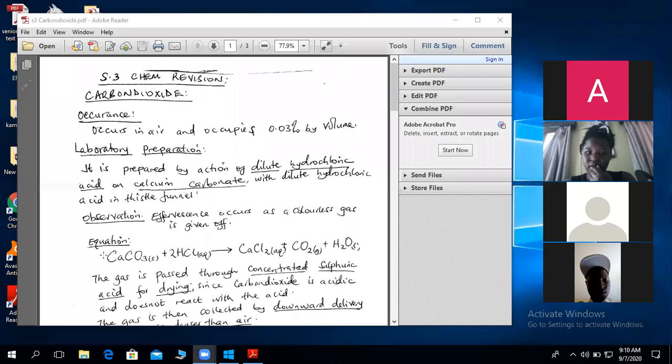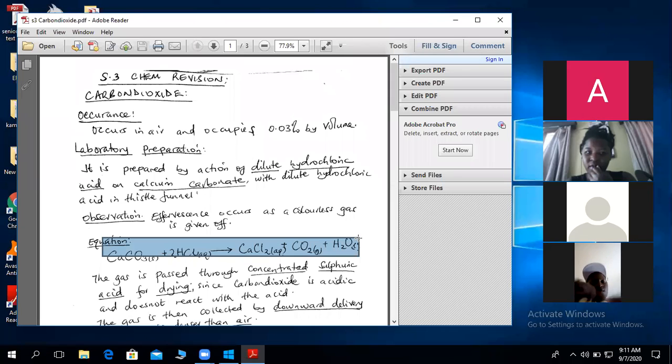So our equation is here: calcium carbonate plus hydrochloric acid, and we form calcium chloride. This is always the source of error for most of you. You forget that calcium has a valence of 2. So calcium chloride, the formula is like this: plus carbon dioxide, then plus water. Take note of that. Then the states: calcium carbonate is a solid, hydrochloric acid is aqueous, then calcium chloride formed is aqueous, carbon dioxide is a gas, and water is a liquid.